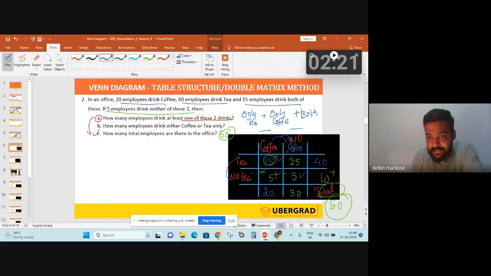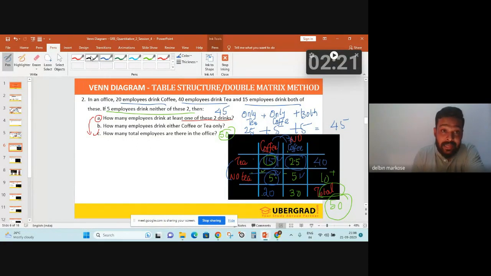Only tea drinkers, where is it? Yeah, this one, 25. And only coffee drinkers, coffee, no tea, that will be 5. And both, that's 15 here. So you add it, 25 plus 5, that will be 30. 30 plus 15, that will be 45.